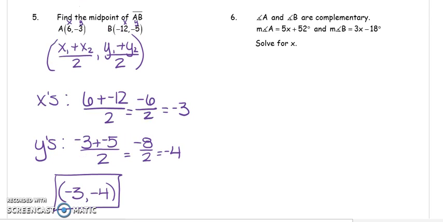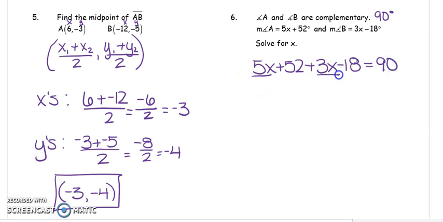With number 6, I've got A and B are complementary. And if we remember complementary angles, they add up to 90 degrees. So if they're complementary, I'm going to add them up. 5x plus 52 plus 3x minus 18. And I'm going to set them equal to 90.